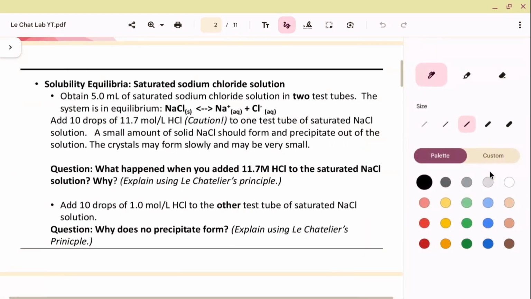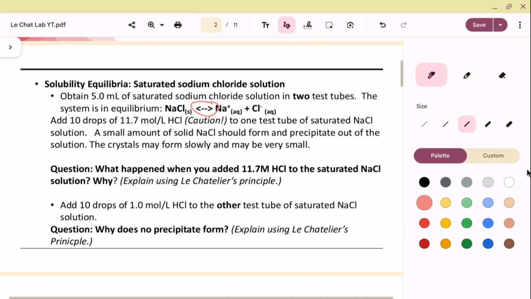So our first system, we have a saturated solution of NaCl in equilibrium. We know that means the rate at which the solid is breaking apart is the same as the rate at which the ions are coming together to make the solid. So it's moving in both directions.